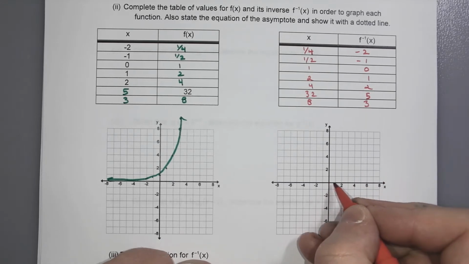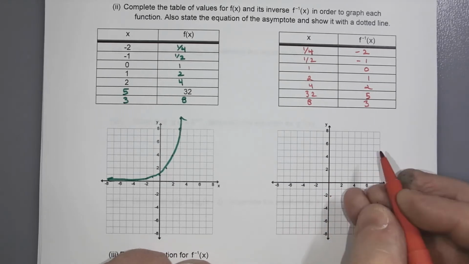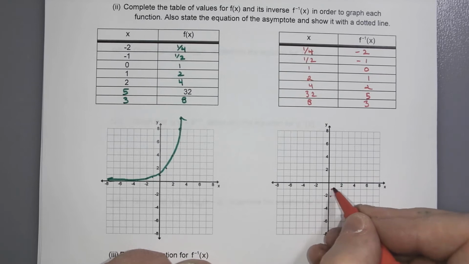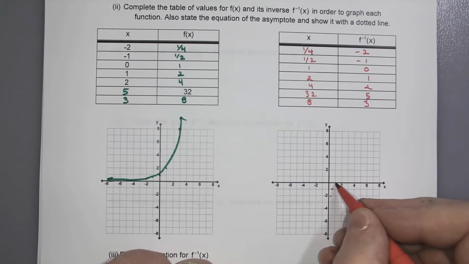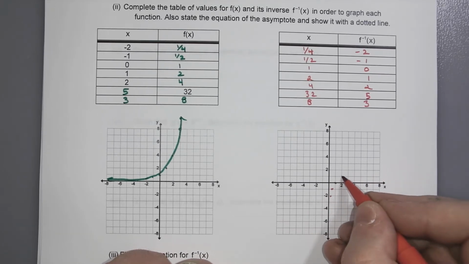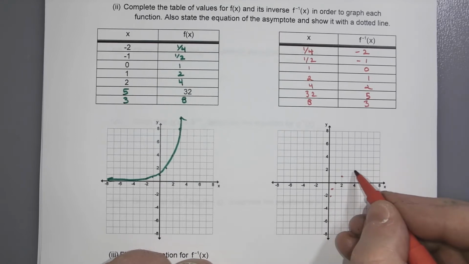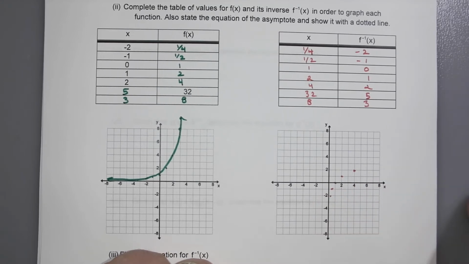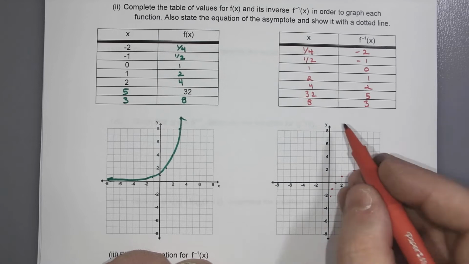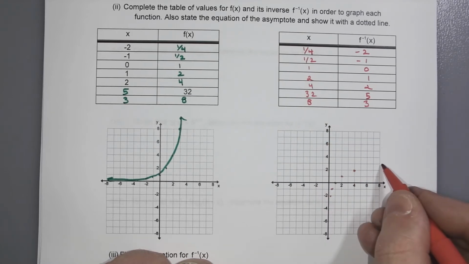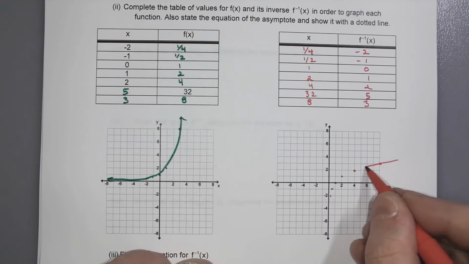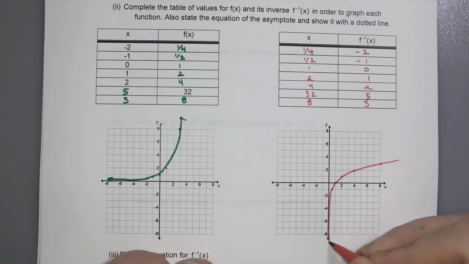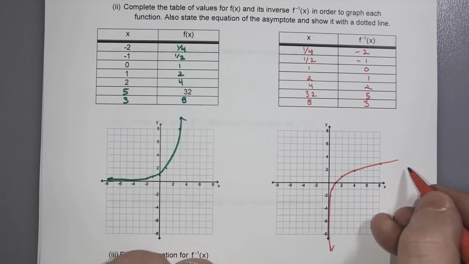1/4 gives me negative 2, 1/2 gives me negative 1, 1 gives me 0, 2 gives me 1, 4 gives me 2, 32 gives me 5, and 8 gives me 3. So my graph would look something like this.